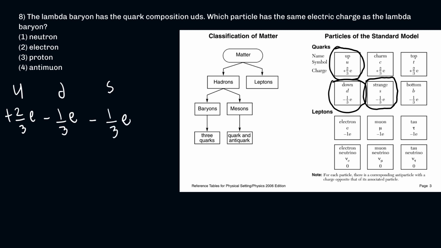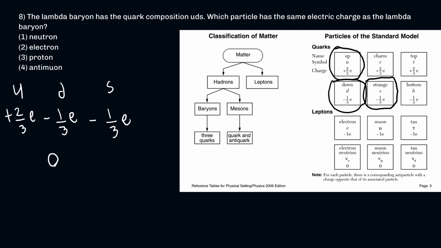Alright, so if I add these all together, I have positive 2/3 minus 1/3 minus 1/3. That's essentially positive 2/3 minus 2/3. That is going to give me a total charge here of 0, or 0 E. So I'm going to be neutral, essentially. I don't have a positive, I don't have negative, I am just a neutral particle.